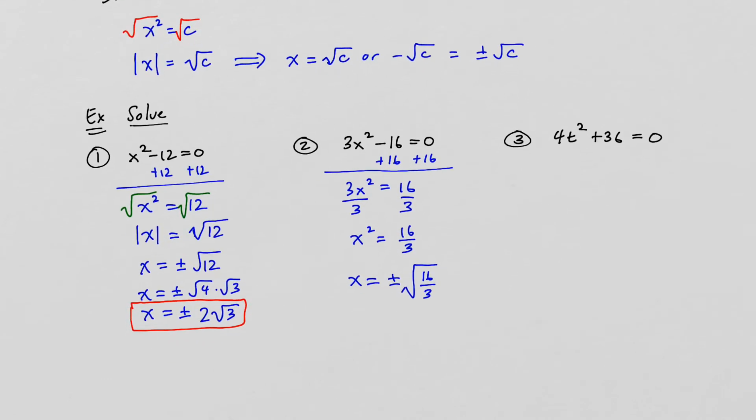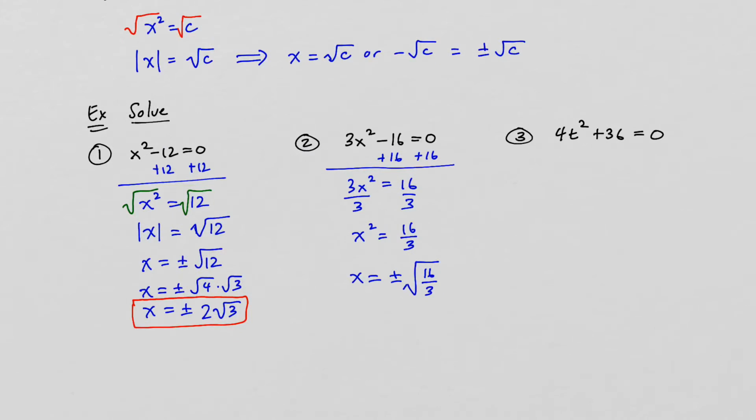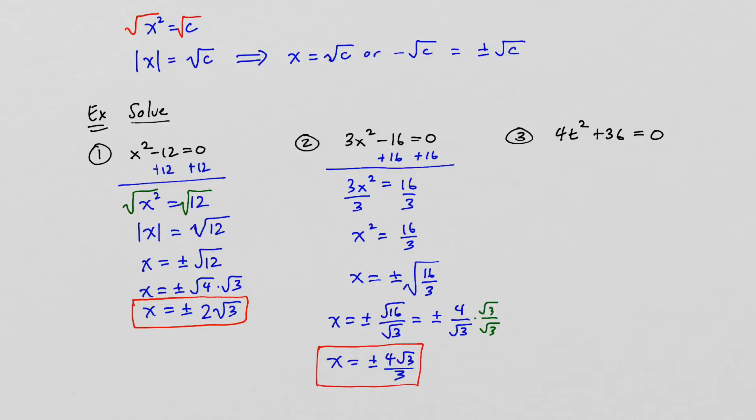And so these are the answers, but we have to simplify this. And so we can take the square root of the top and the square root of the bottom. And the square root of 16 we know is 4. And so we have 4 over radical 3. And remember, it's not allowed to have a radical in the denominator, and so we multiply by radical 3 over radical 3. And this gives us plus or minus 4 radical 3 over 3. And these are our two answers.